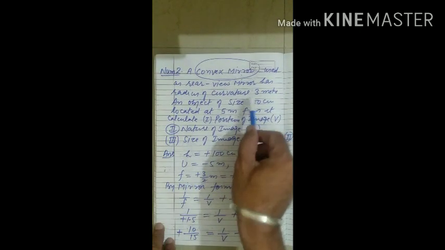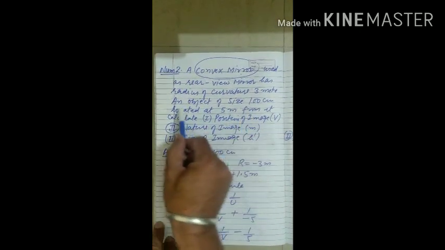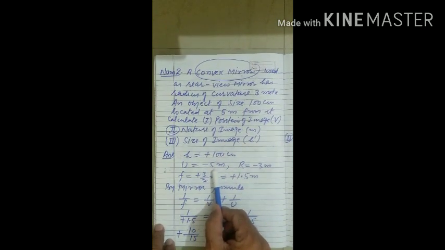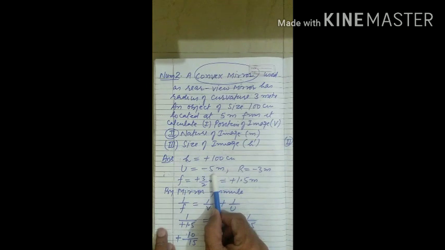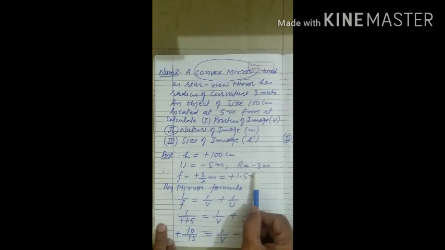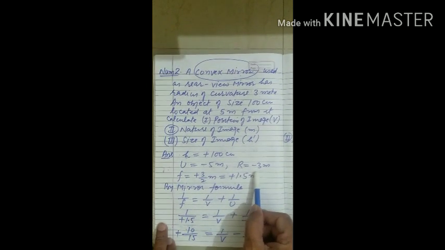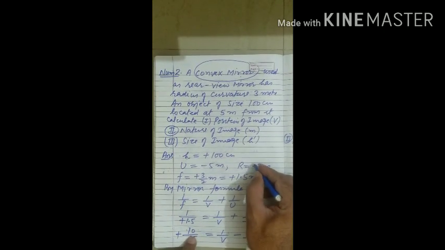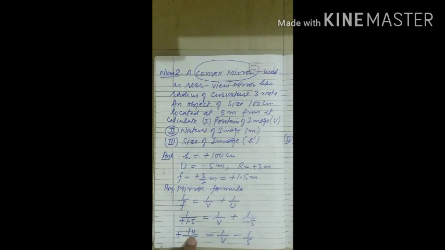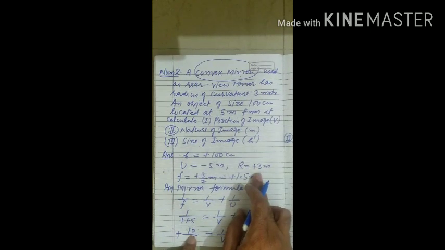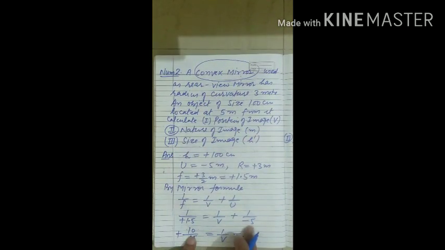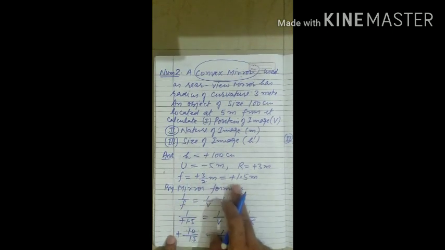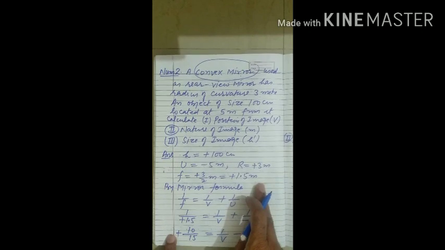Location of object is very much clear that it is located 5 meter from it, minus 5. Why minus 5? Use sign conventions. Object is always located on the left hand side. Radius of curvature, that is your convex mirror, so it is plus or minus? It is plus. Reason? The mirror is convex. So f is equal to plus 3 by 2 meter. So plus 1.5 meter.